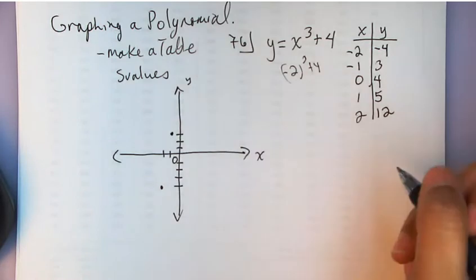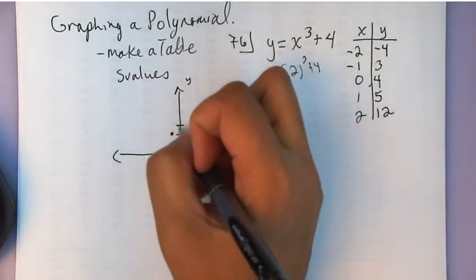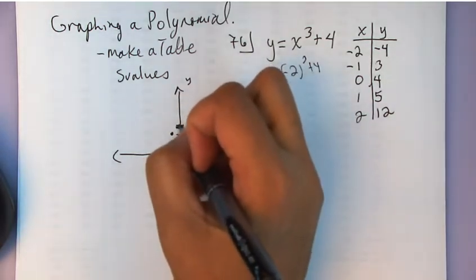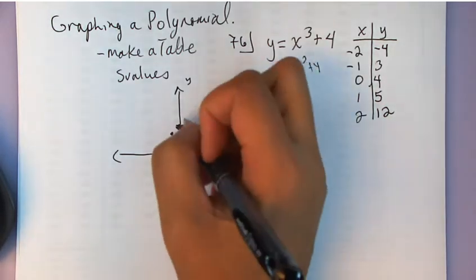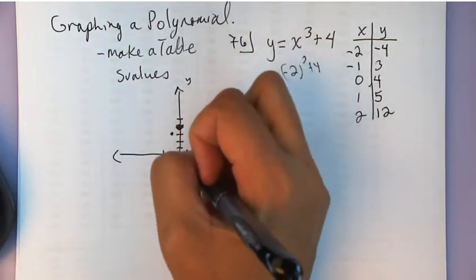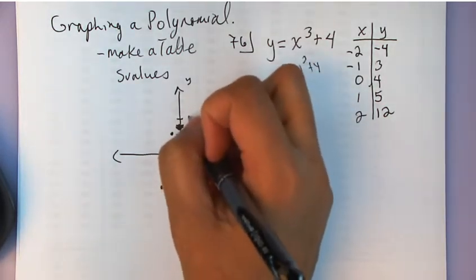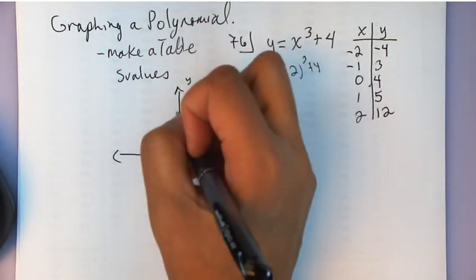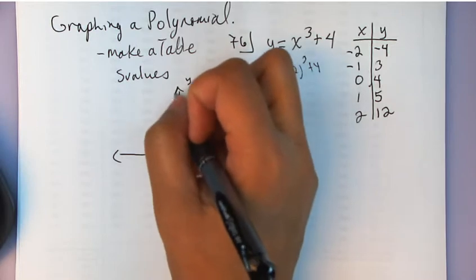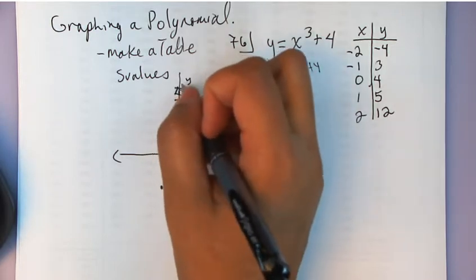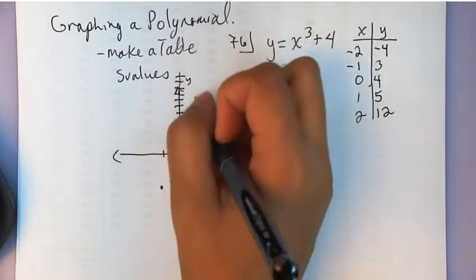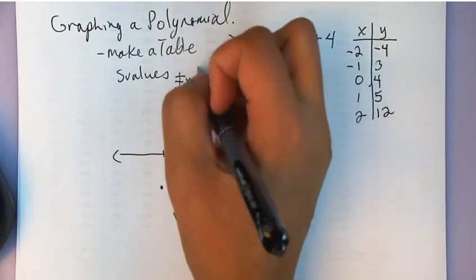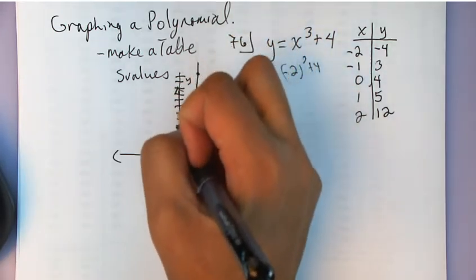Go 0, 4. That's up 4. Put a point. 1, 5, so that's up 1 more. Put a point. And then 2, 12. So that'll be 2, and then 6, 7, 8, 9. Not long enough. 10, 11, 12. Put a point. So our graph becomes looking like this.